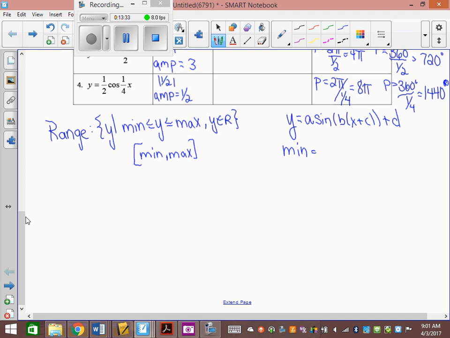So if you always know your d value, which you do, because if it doesn't exist, it's zero, right? Or if it does exist, it's a number. If you take that d, that middle line, and you add to it the amplitude, you'll always get your max. And if you subtract from it your amplitude, you'll always get your min. So the easiest way to do domain and range off of an equation, or min and max off of an equation, is you go d, your d value, plus your, or sorry, that's the minimum, d minus your amplitude.